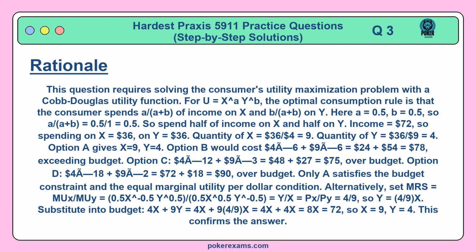Alternatively, MRS equals MUx over MUy equals 0.5x^-0.5 y^0.5 over 0.5x^0.5 y^-0.5, equals y over x, equals Px over Py equals 4 over 9. So y equals 4/9 x. Substitute into budget: 4x plus 9 times 4/9 x equals 4x plus 4x equals 8x equals 72. So x equals 9, y equals 4. This confirms the answer.